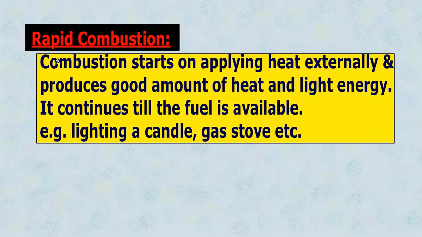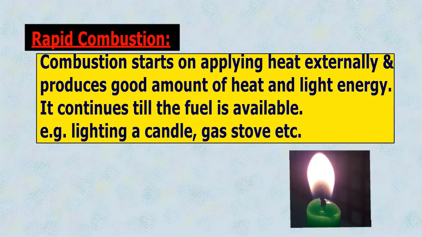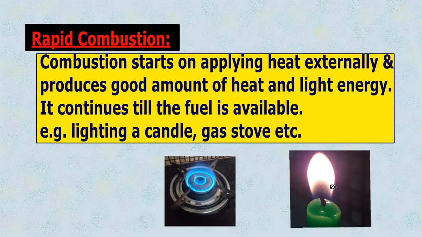What is rapid combustion? It is the kind of combustion which starts on applying heat externally and produces a good amount of heat and light energy. It continues till the fuel is available. So till oxygen is available and fuel is available, the burning will continue. We can give examples like lighting of the candle and lighting of the gas stove.